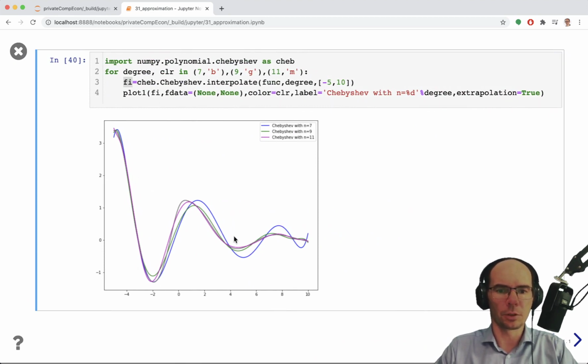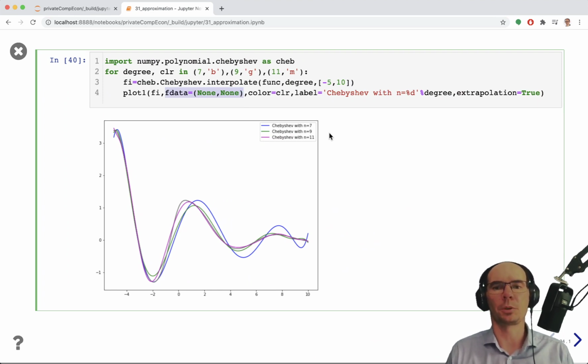Now also observe that there are no red dots, so I've removed the red dots. The reason for that is that the nodes of the Chebyshev approximations are endogenous in some sense. They are calculated together with the approximating polynomial. So this is a really good scheme for smooth functions.